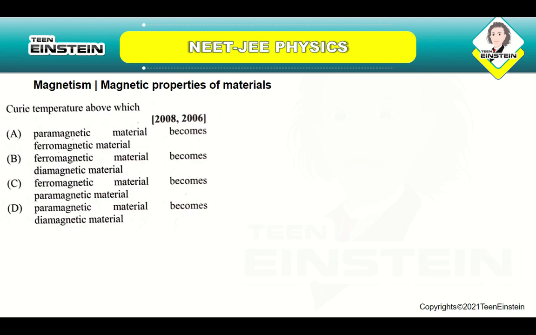Curie temperature, above which a paramagnetic material becomes ferromagnet, and a ferromagnetic material becomes diamagnet, or a ferromagnetic material becomes paramagnet, and a paramagnetic material becomes diamagnetic material. Okay. So, first we should know what a Curie temperature is.